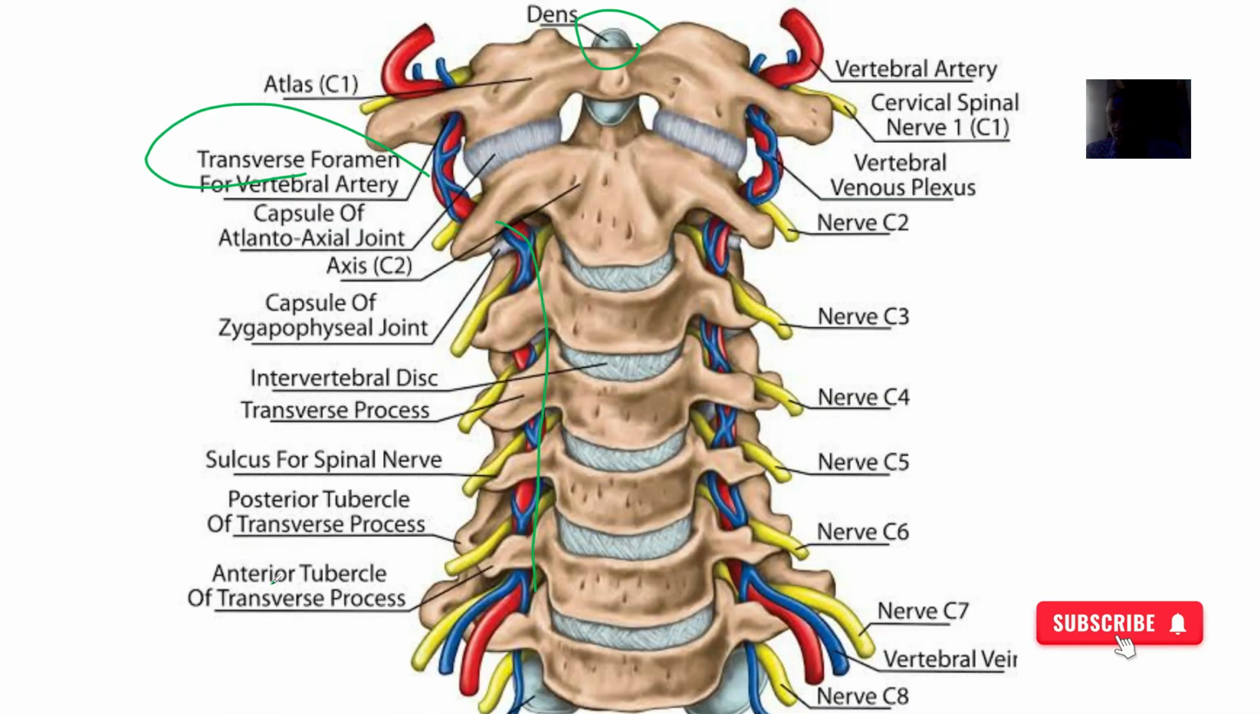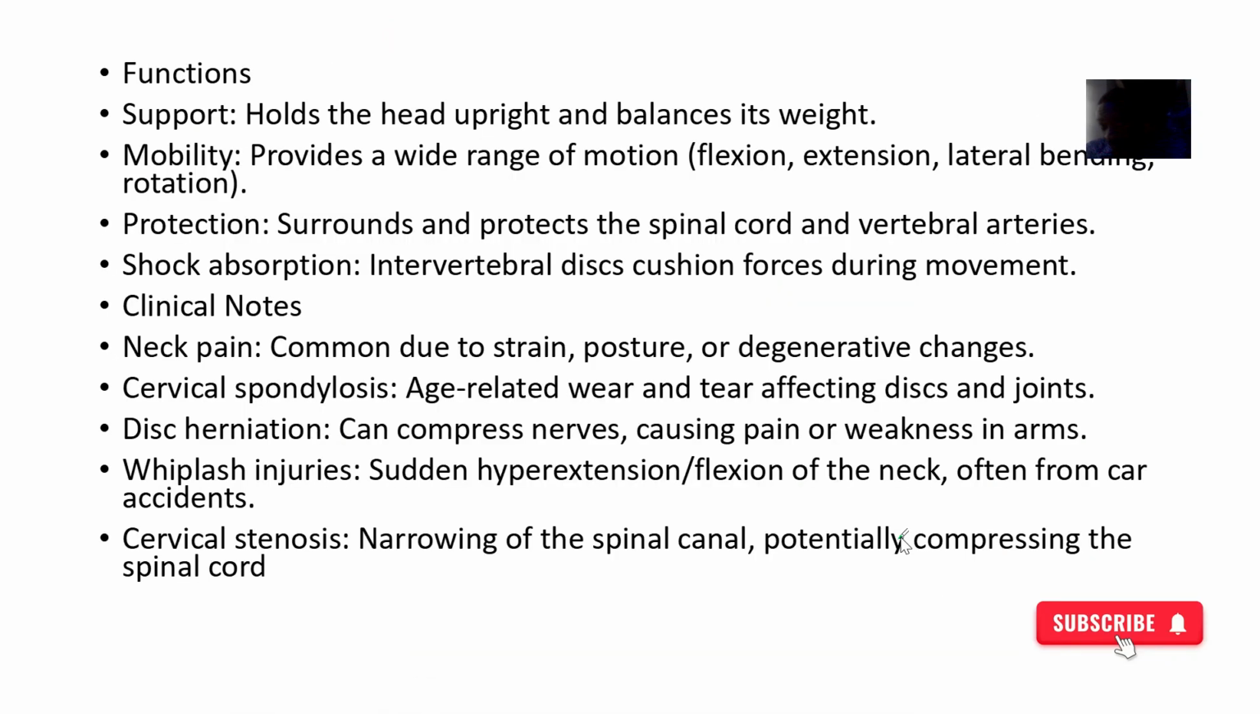C7. The only difference that C7 has is, I think this one is looking at it from the other angle. But if you turn to the back, C7 has a very long spinous process that you can even palpate at the back of your neck.